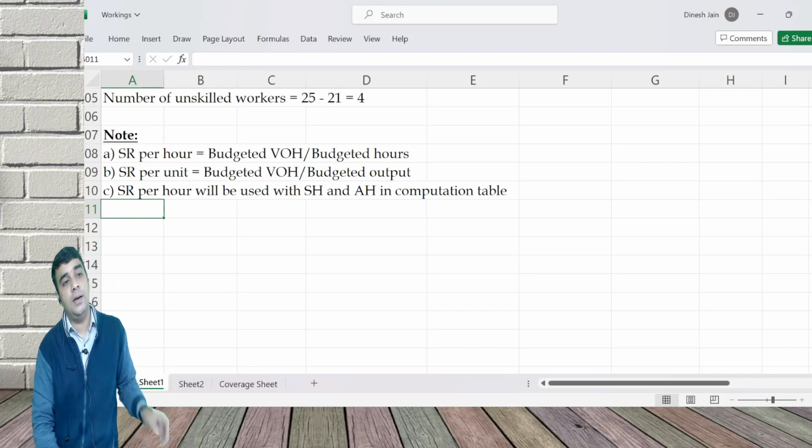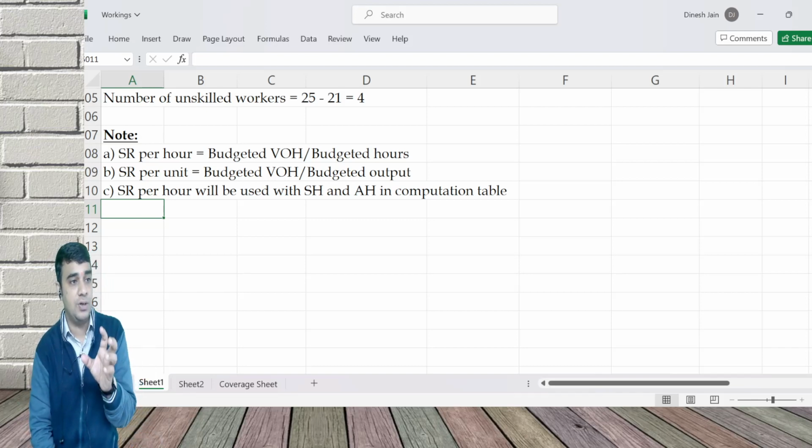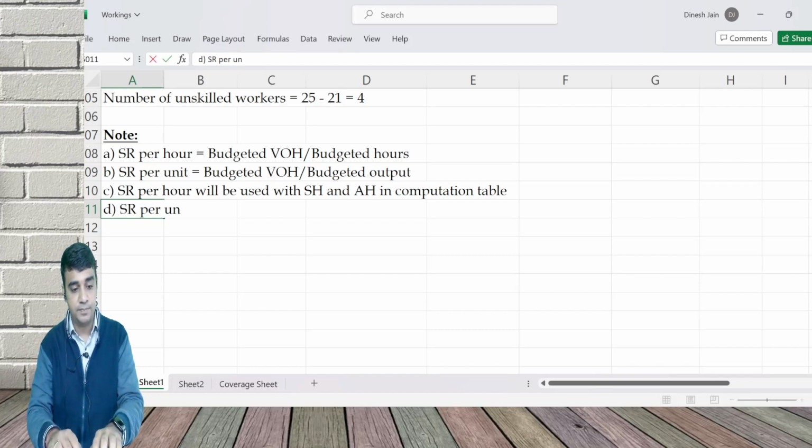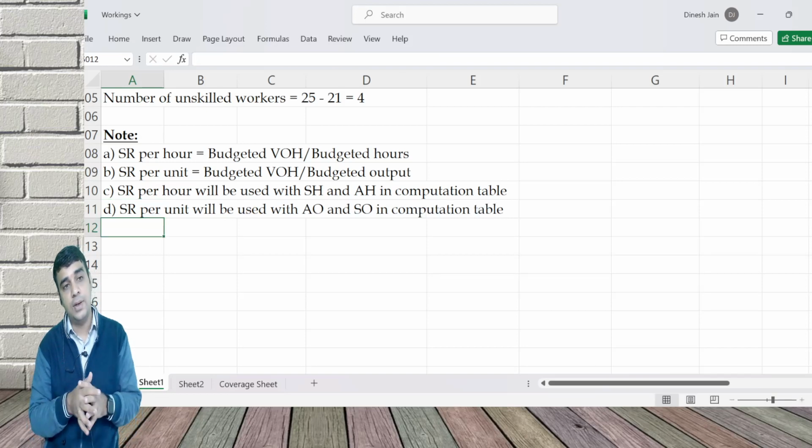So assuming, for example, you are using SH, then you will use SR per hour. You are using AH, again you will use SR per hour. But if you are using AO or SO to do the calculation, you cannot use SR per hour. Next point number D, SR per unit. SR per unit will be used with AO and SO in the computation table.